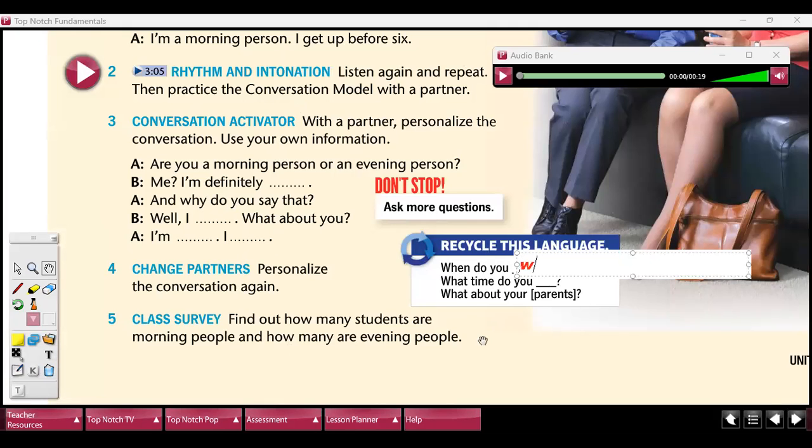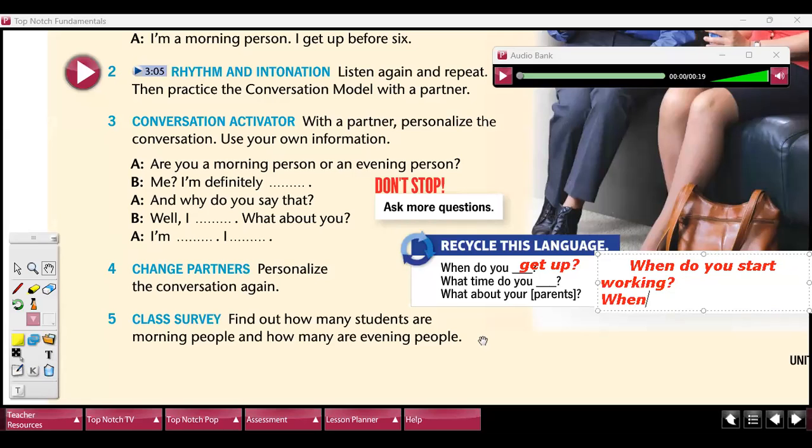Por ejemplo, when do you get up? Acá, when lo vamos a utilizar para preguntar tiempo. ¿A qué horas te levantas? ¿O cuándo te levantas? Me levanto a las 6, a las 7, a las 5. When do you start working? ¿A qué horas inicias a trabajar? When do you take a shower?